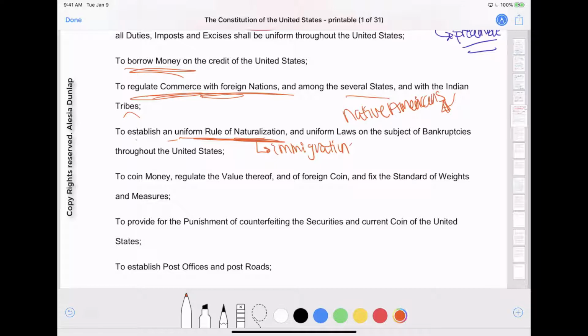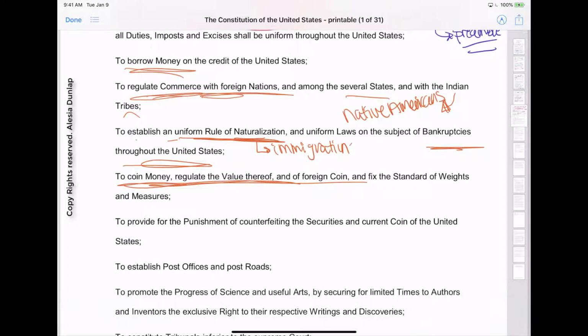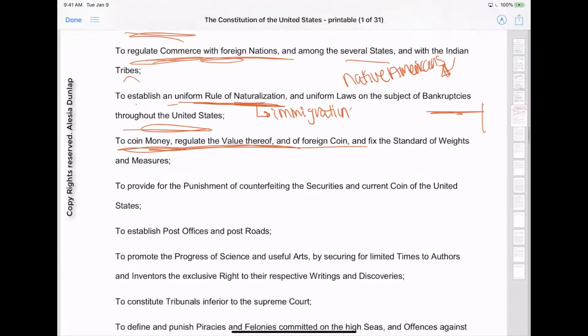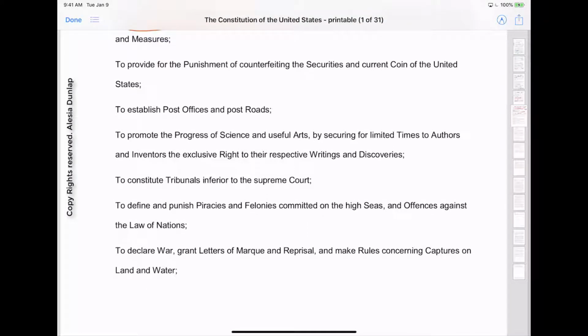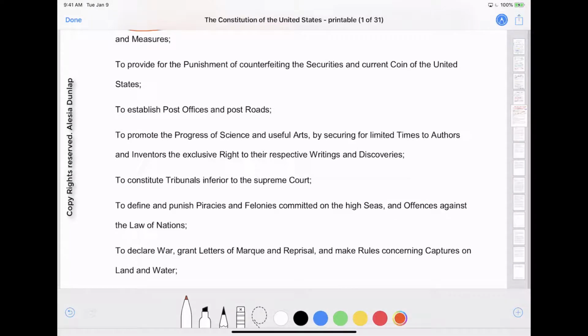And uniform laws on the subject of bankruptcies. So bankruptcy throughout the United States. Congress can print money, and establish the value relative to the money of other countries, and can set the value of weights and measures. All right, Congress can determine the punishment for people who print counterfeit money.